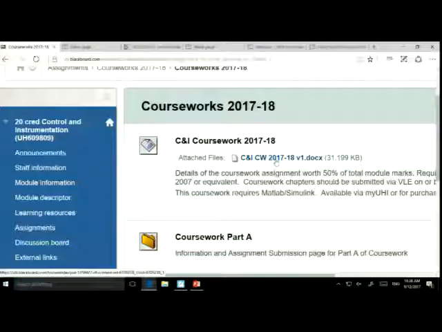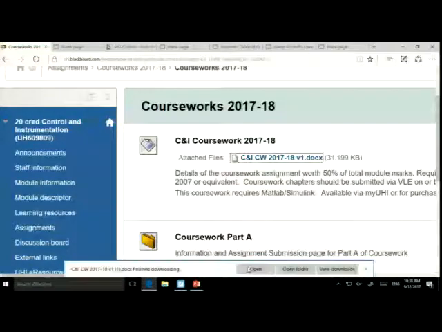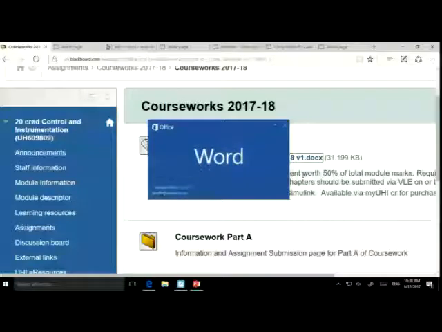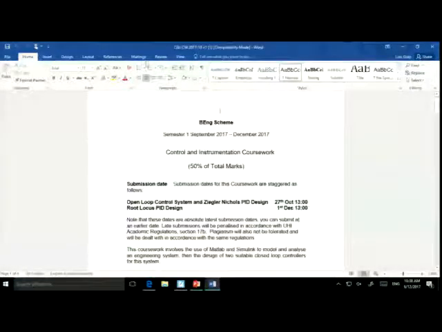So just to show you the system, I thought I'd actually do it for real rather than just show you a video. I have that open already. I'll zoom in a bit as well.